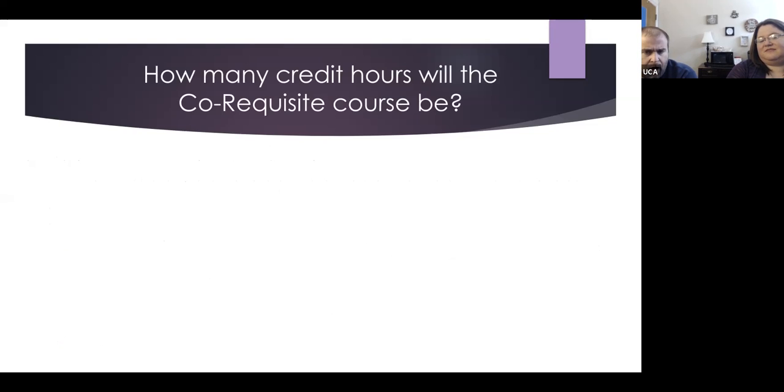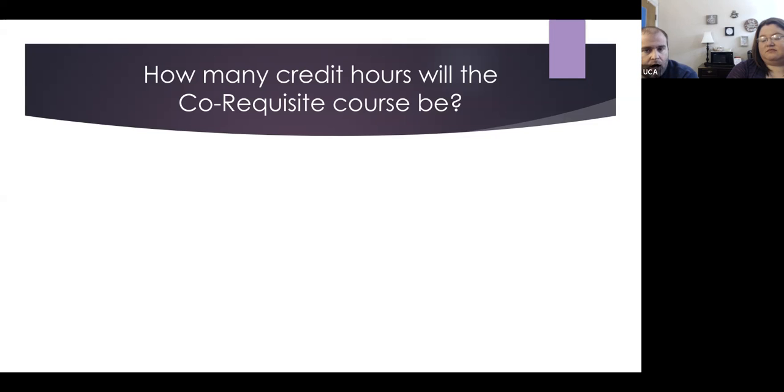Another major logistical thing that you'll have to decide is how many credit hours that co-requisite course will be. At our institution, we landed on 3 credit hours for our transitional piece. Those credit hours are not for credit for graduation. They are part of their load for the semester for their financial aid hours, but they are not for graduation. So they're not progressing in a degree with those hours.